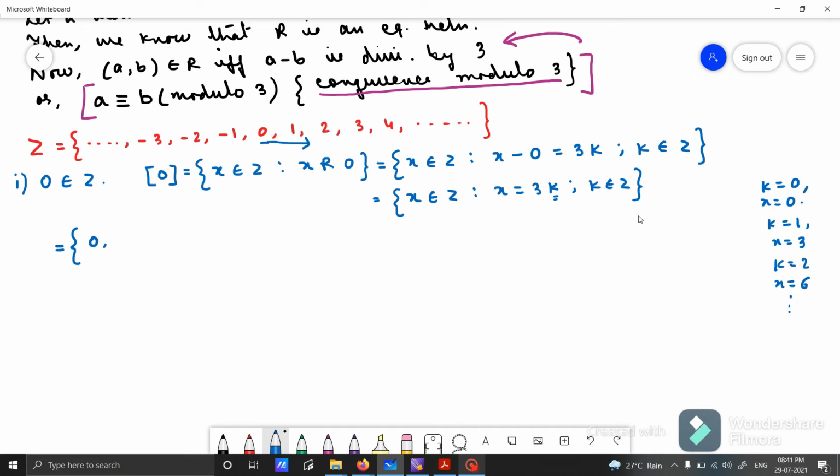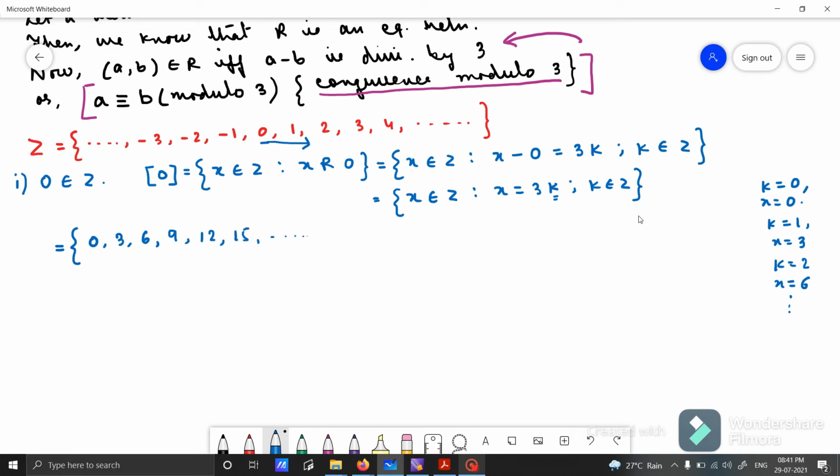So 0, 3, 6. So you can already guess from here the pattern, that you are just simply adding 3 to the elements to get to the next element. So the next element will be 9, and then 12, and then 15, and so on.